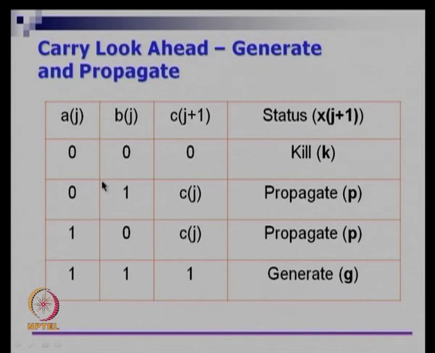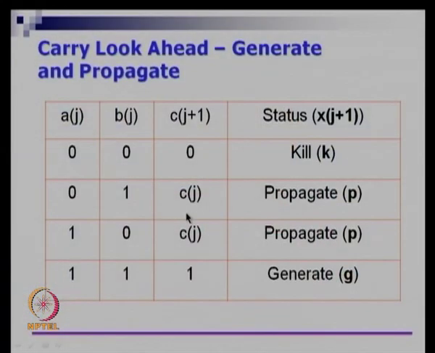Right. The other two conditions happen when A of j is 0 and B of j is 1, or A of j is 1 and B of j is 0. If one of these conditions happens, I need to know what C of j is, because C of j decides what C of j plus 1 is. So, let us see what happens here. Let us say A of j is 0 and B of j is 1. So, in the current stage the inputs are 0 and 1. If the incoming carry is 1, then it is supposed to be 1 plus 0 plus 1. The sum is 0 and the carry is 1. So, C of j plus 1 is 1, which is same as C of j.